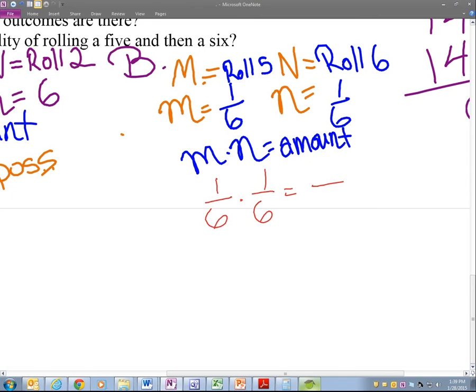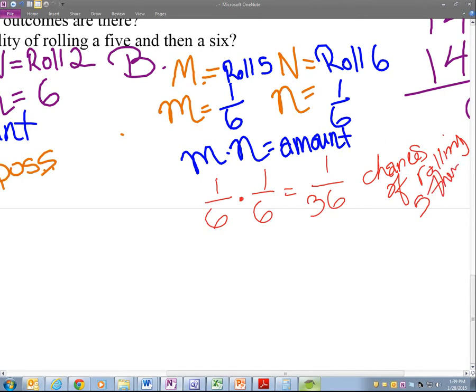M times N equals the amount. Colin, what does 1/6 multiplied by 1/6 mean? Or what is it? 1/36. Multiplying fractions, just multiply straight across. Okay, 1/36 chance of rolling a five, then six. Circle that so my teacher knows what I'm doing.